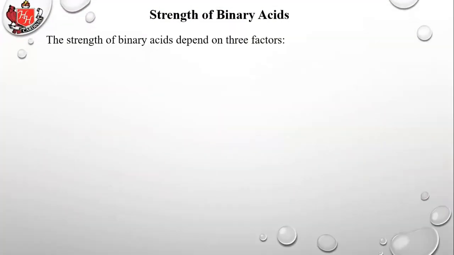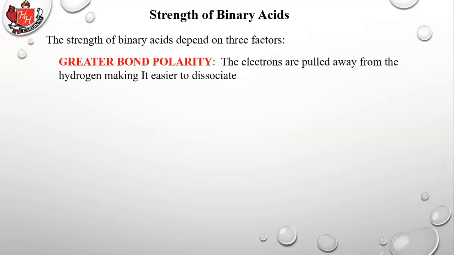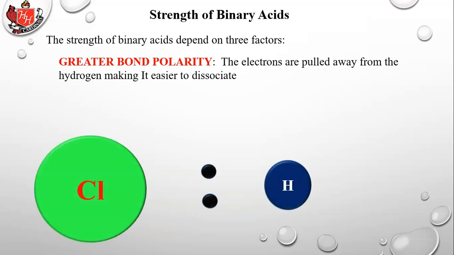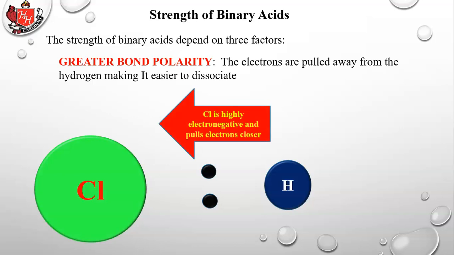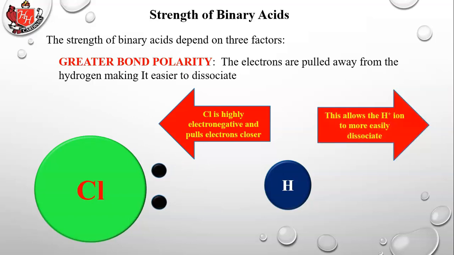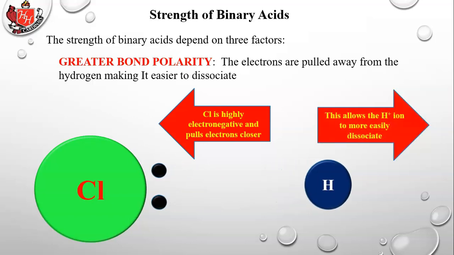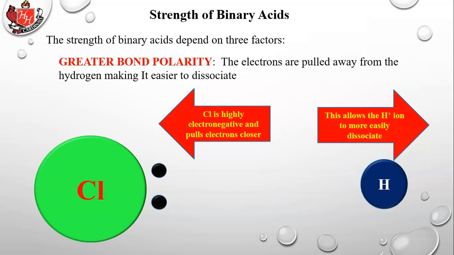The strength of binary acids depends on the three factors. First, the greater bond polarity. The electrons are pulled away from the hydrogen, making it easier for the proton to dissociate. So there you have a hydrochloric acid molecule. Chlorine is highly electronegative and pulls the electrons closer. So they look like that. So that means this allows the H+ ion to more easily dissociate.